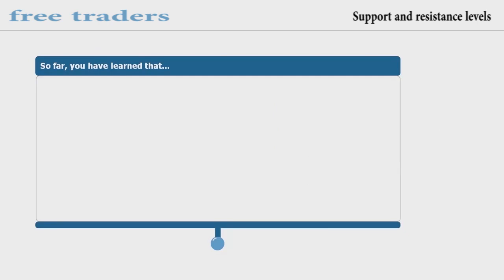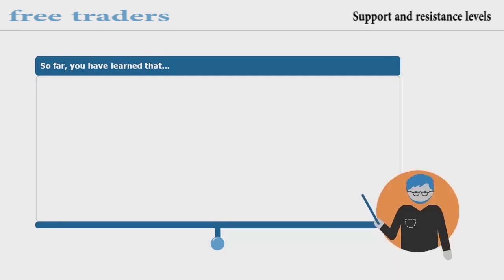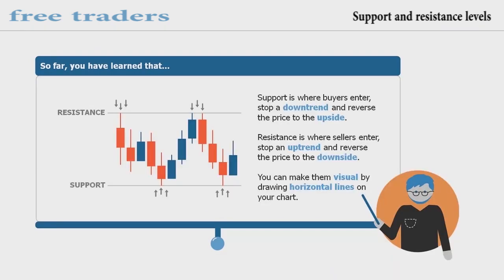That brings us to the end of this lesson on support and resistance. We have learned that support is where buyers start entering the market and reverse the price back up. Resistance is where sellers start entering the market and reverse the price back down. You visualize them by drawing horizontal lines on your chart at the highs and lows of the price.